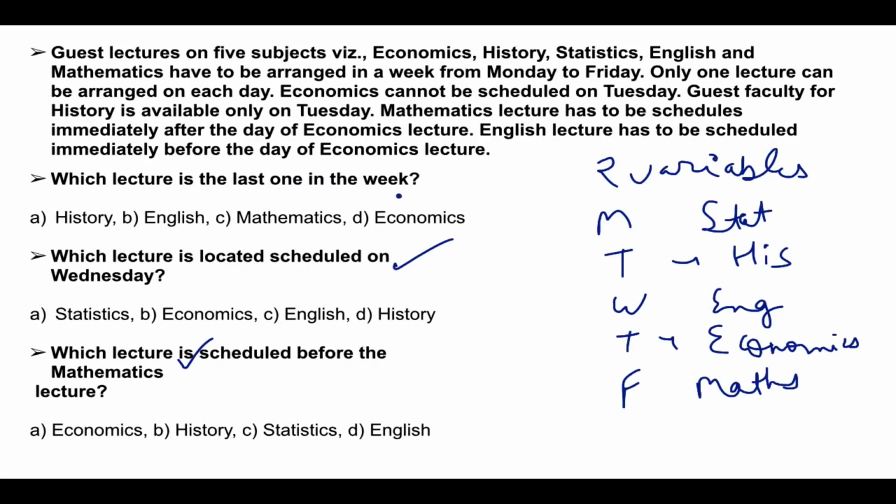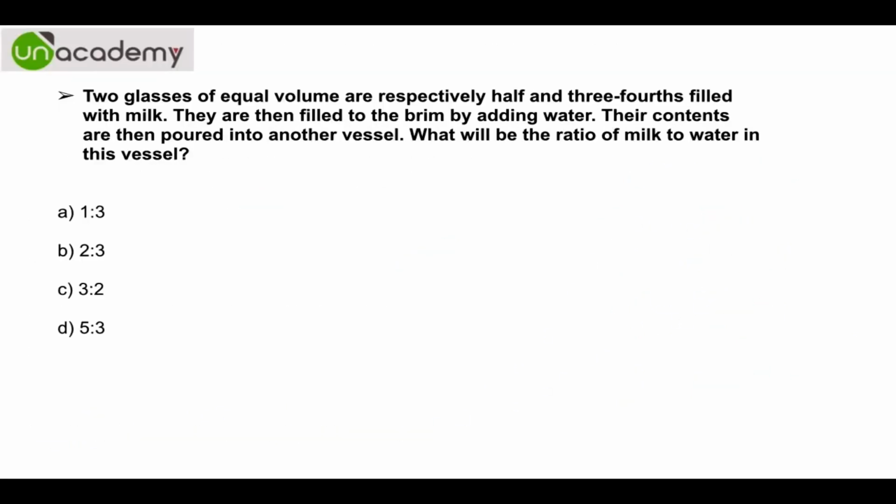It's a very simple question. Which lecture is the last one in the week? Answer is maths. You can see it here. Which lecture is located on the Wednesday? Answer is English. And which lecture is scheduled before the maths lecture? You can easily see from here, that is economics. So we are done with this.